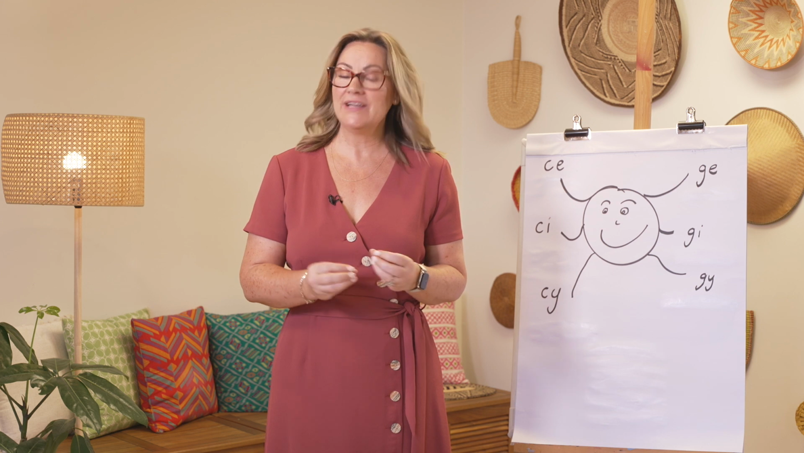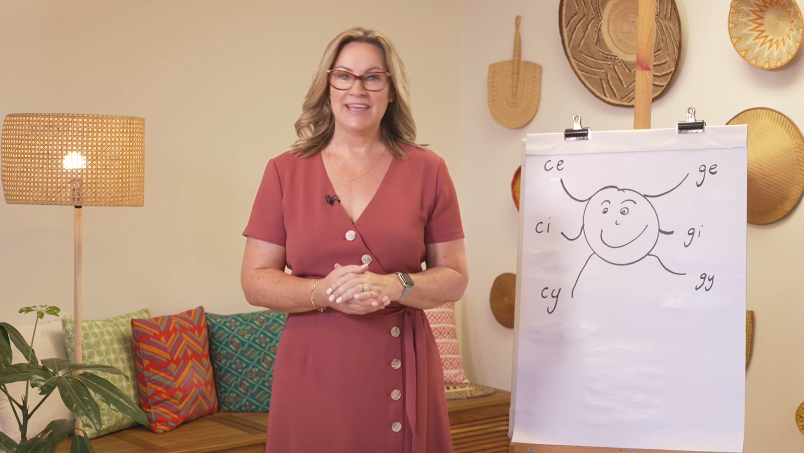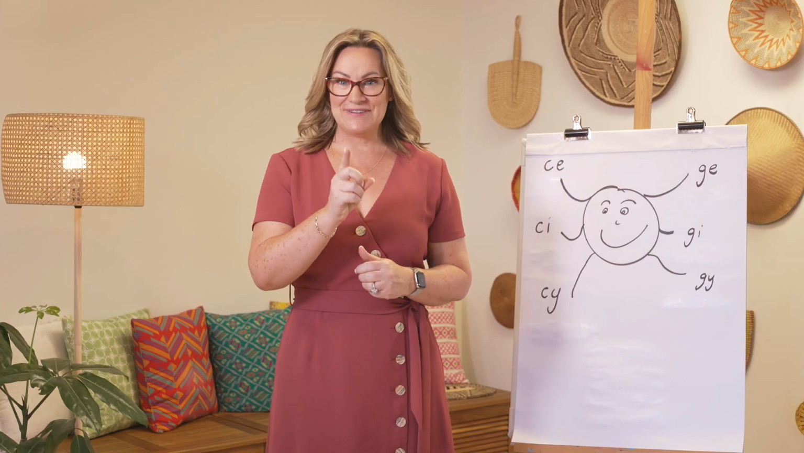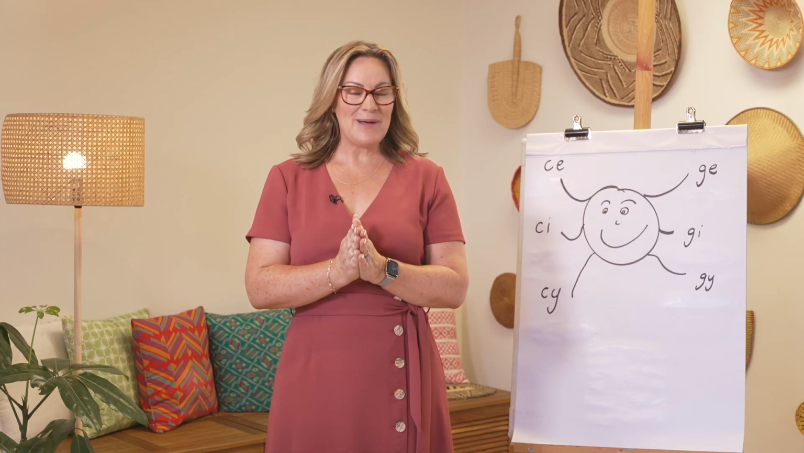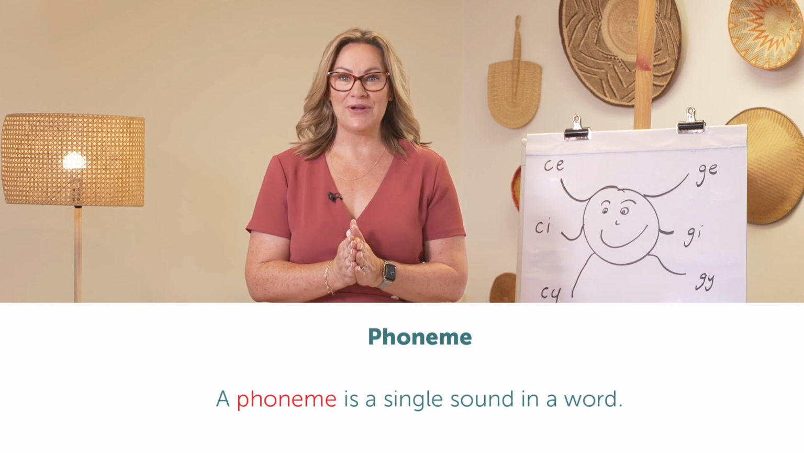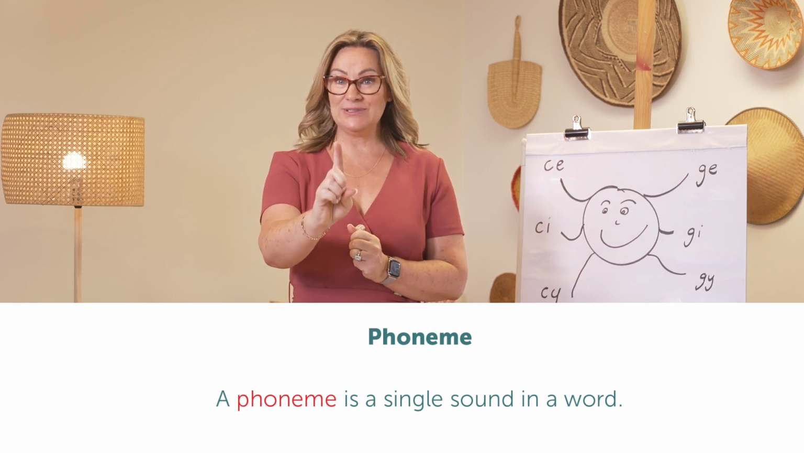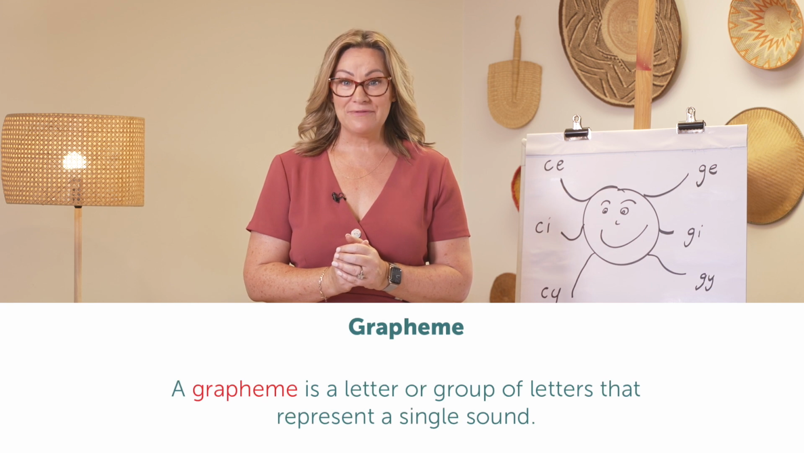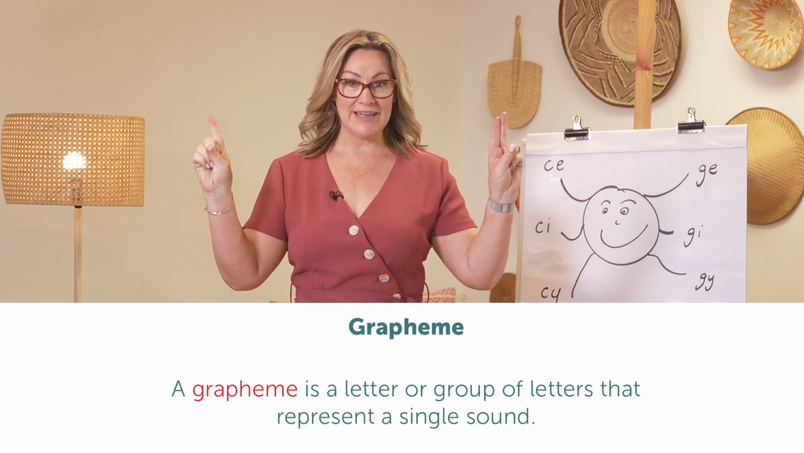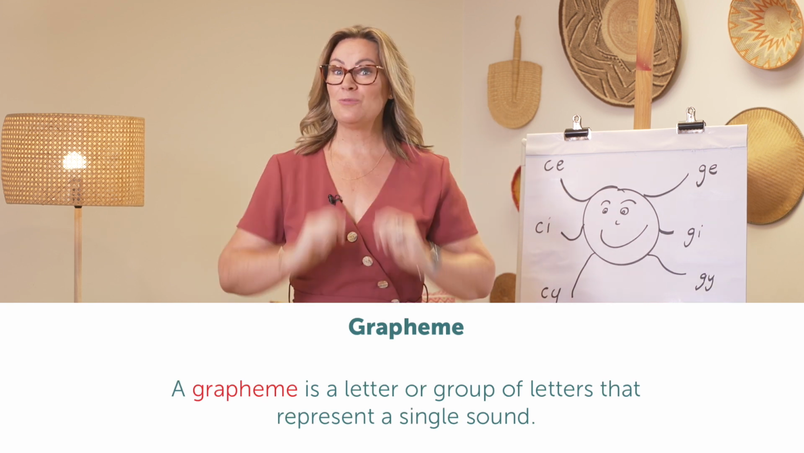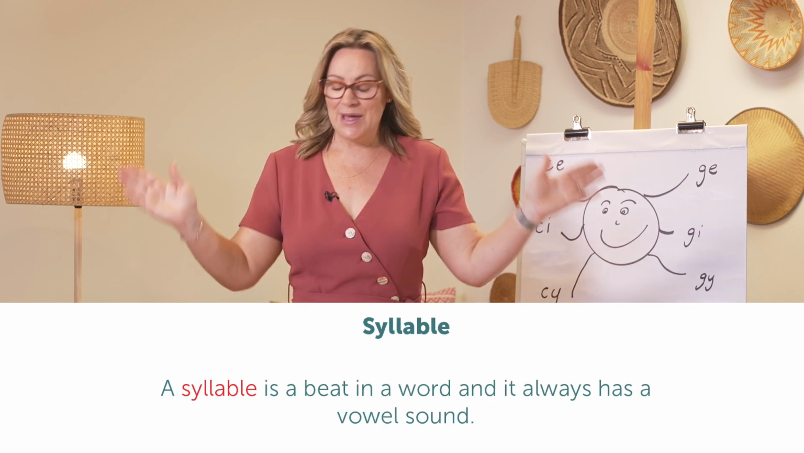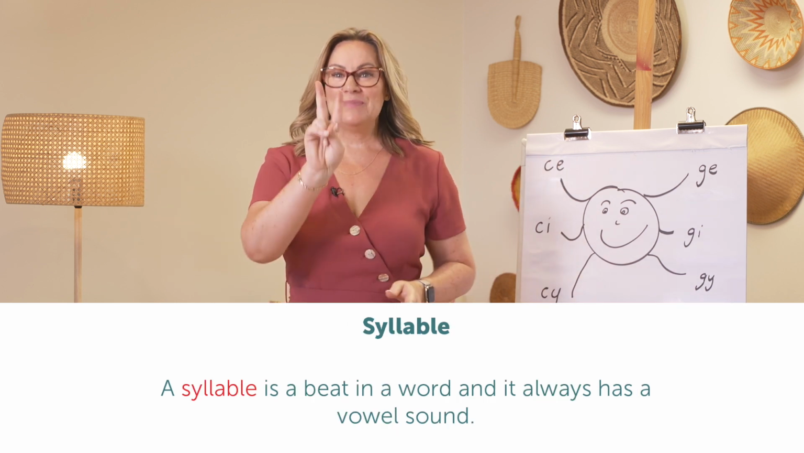This is Lesson 8. So today we have a vocabulary and a little bit of a grammar focus. Let's jump in with a review of those definitions. Okay, first one, phoneme. A phoneme is a single sound in a word. A grapheme is a letter or a group of letters that together represent one phoneme. A syllable is a beat in a word, and it must have a vowel sound in it. And remember that one from last week, the morpheme.